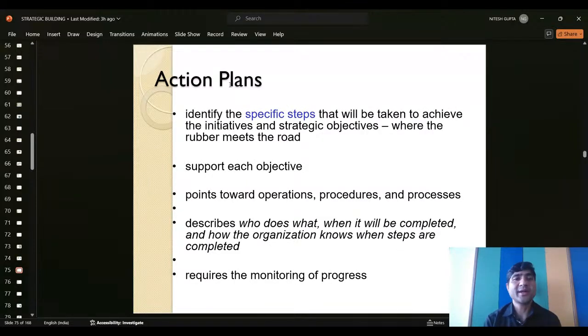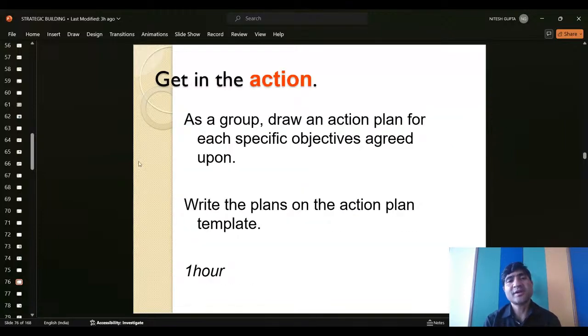Now, when you talk about action plan, identify the specific steps that will be taken to achieve the initiatives and strategic objective, where the rubber meets the road. So support each objective, point towards the operational procedures and processes, describe who does what, when it will be completed, and how the organization knows when steps are completed. Require the monitoring process. So when you get into the action, as a group, draw an action plan for each objective and write the plan on the action plan.